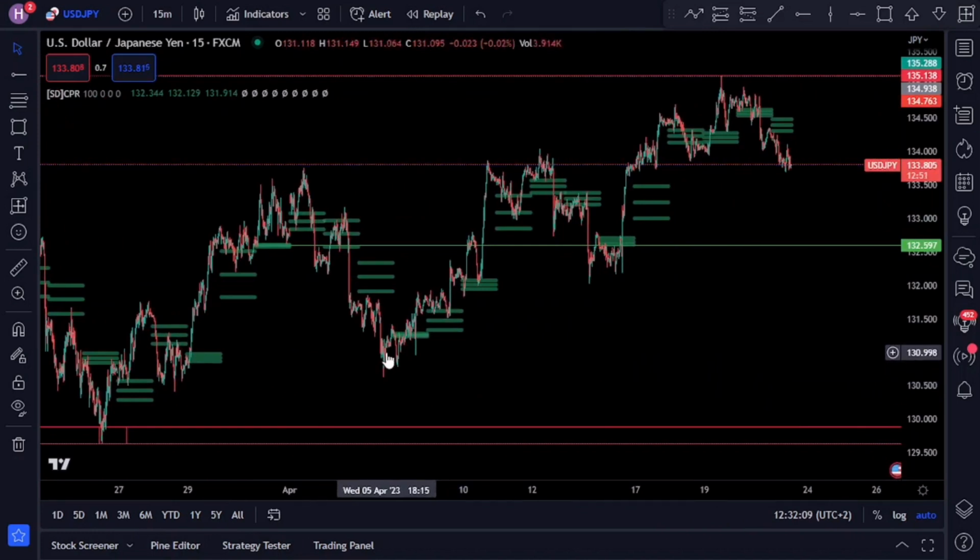If the position of the CPR is higher than the previous day, you'll be looking for buy positions. Conversely, if the position of the CPR is lower than the previous day, you'll be looking for sell positions.